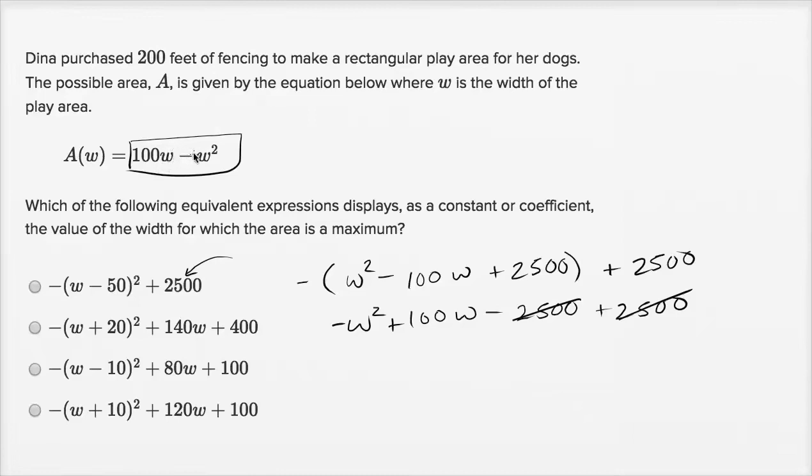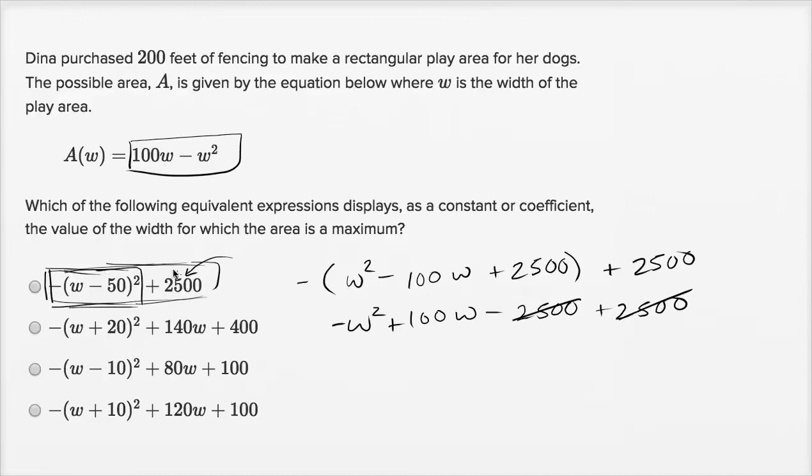Now, what they're asking us, or one way to think about it, is which of these show the maximum value? Which of these forms of the expression make it easy for us to find what the maximum value is going to be? Well, let's look at this first one. Let's think about how this expression works. If this part right over here, W minus 50 squared, that's always going to be non-negative, because if you take the square of something, it's going to be non-negative. But then if you then take the negative of it, it's going to be non-positive. So this part over here is going to be less than or equal to 0. And then you have plus 2500.